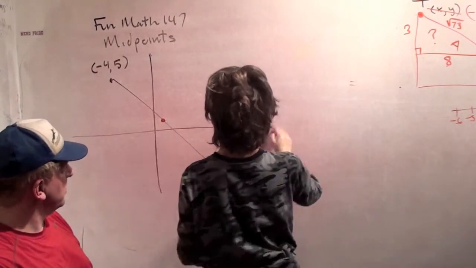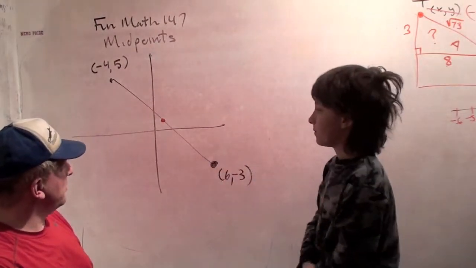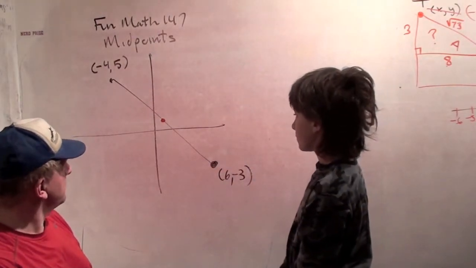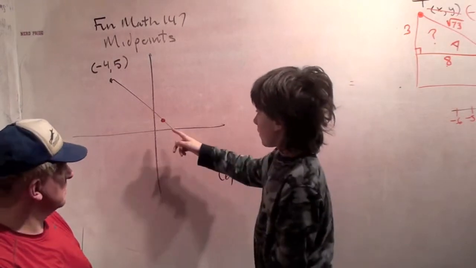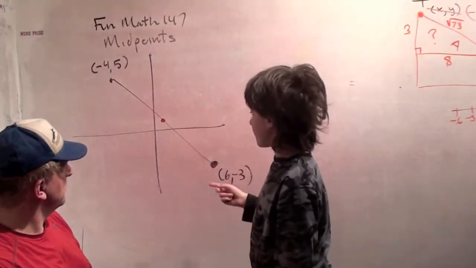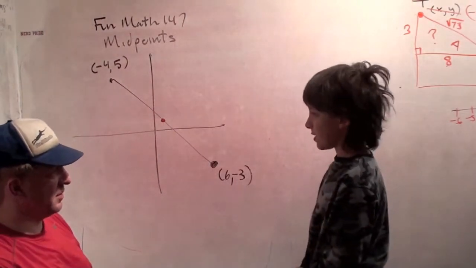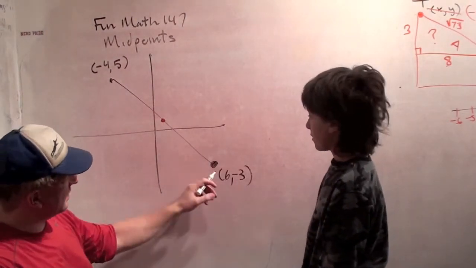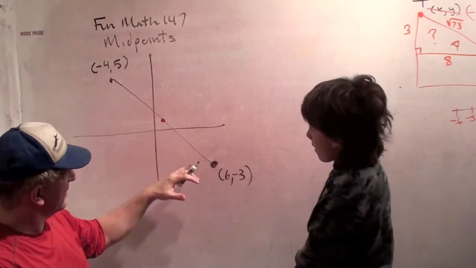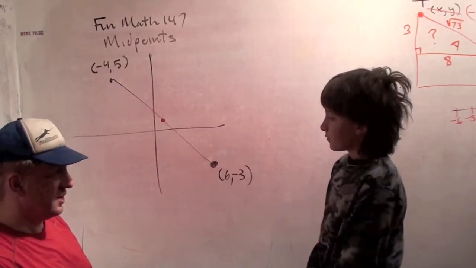Right about there. Okay, awesome. Now, what makes you think that's the middle? Well, when it's split into these two lines, they look the same. Okay, what about them is the same, or looks the same? The distance. It looks like the distance from this point to this point is the same, and the distance from that point to that point is the same.